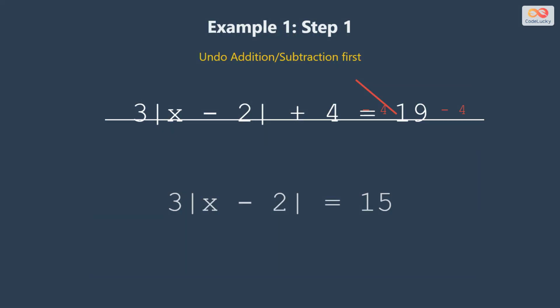Let's solve the example. We have a plus 4 on the left side that is cluttering things up. Just like standard algebra, we subtract 4 from both sides to cancel it out. 19 minus 4 gives us 15. Now we have 3 times the absolute value equals 15.